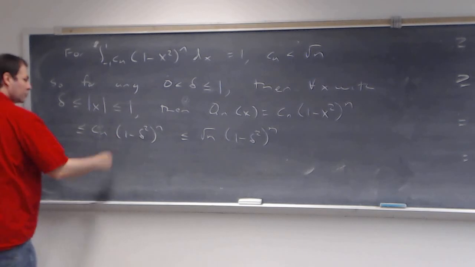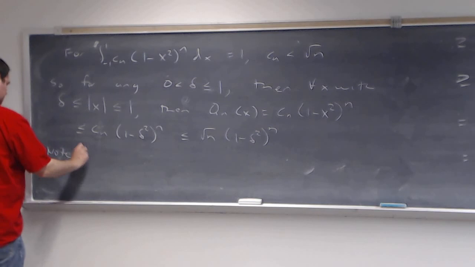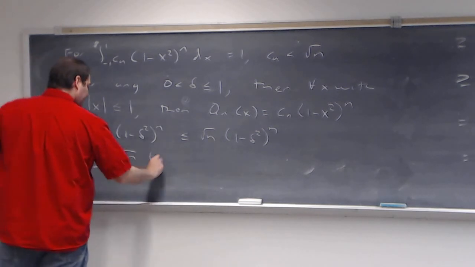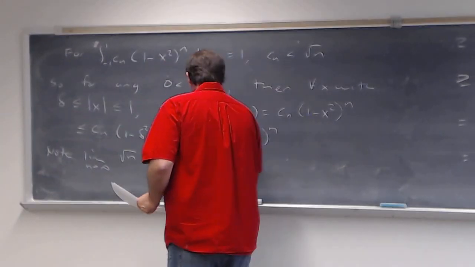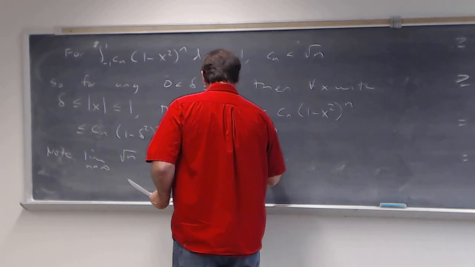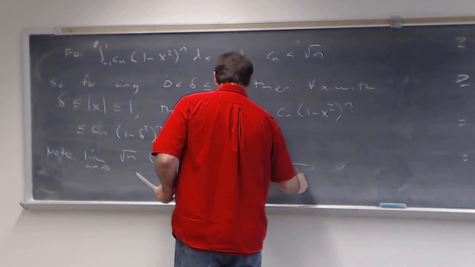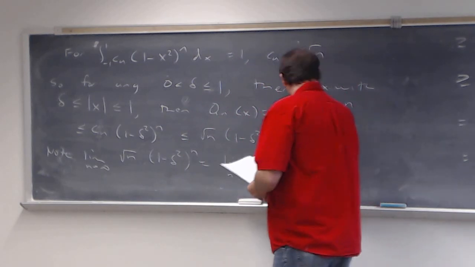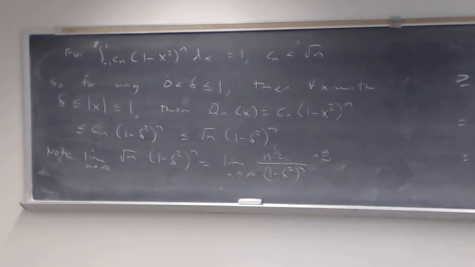And let us note something about the limit as n goes to infinity of this guy. The limit of square root of n times (1 minus delta squared) raised to n is equal to the limit as n goes to infinity of n to the 1/2 over 1 over (1 minus delta squared) to the n. And you can see that that's of the form infinity over infinity, which we will use L'Hopital's rule on.